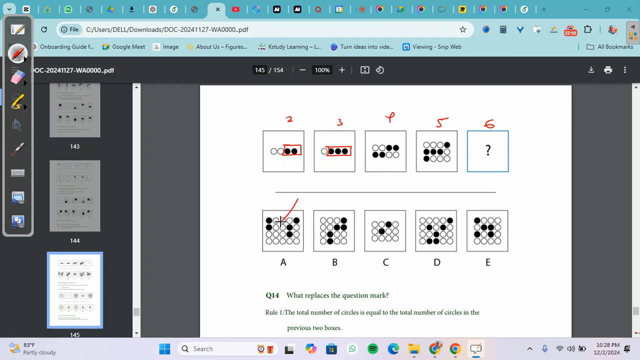So that means option A, one, two, three, four, five. This one is wrong. One, two, three, four, five. Wrong. One, two. Wrong. One, two, three, four, five, six. Correct. So I don't even solve for any other thing again. Just go for option D. Is that clear, guys?